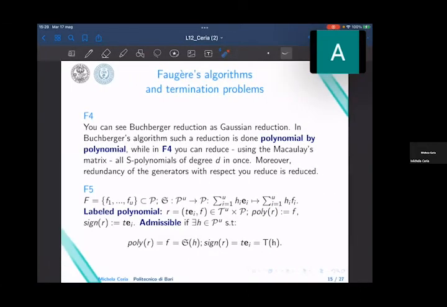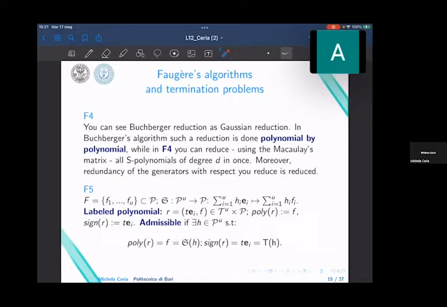You can use this linear algebra approach and this Macaulay matrix for some algorithms that we will explain a little bit in the next slides. Let's start with F4. In F4, by Faugère, you can reduce all S-polynomials all at once. In the rows of your matrix where you put the polynomial, there are also the two pieces that you subtract in order to make an S-polynomial. Moreover, there is also a reduction on the redundancy of the generators that you use in order to reduce.